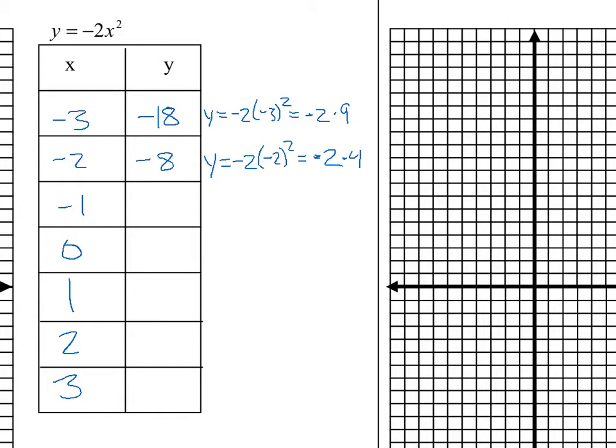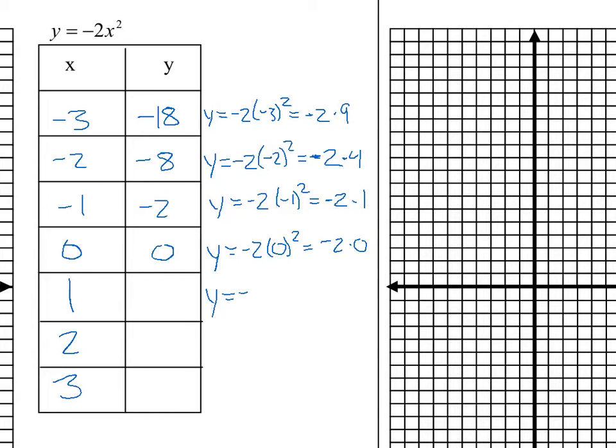Negative 2 times positive 4 is negative 8. Negative 2 times negative 1 squared. Negative 1 squared is 1. So negative 2 times 1. Negative 2 times 1 is negative 2. Y equals negative 2 times 0 squared. 0 squared is 0. Negative 2 times 0 is 0.